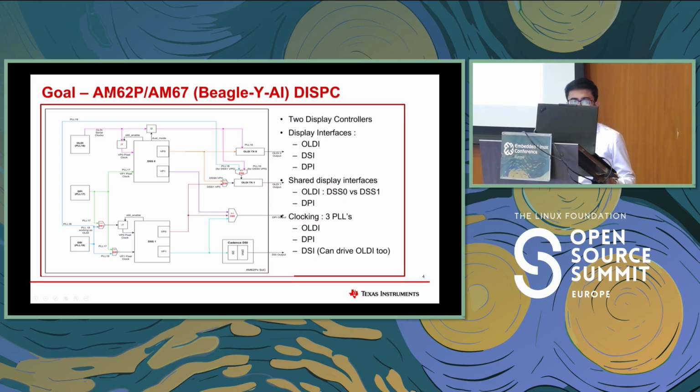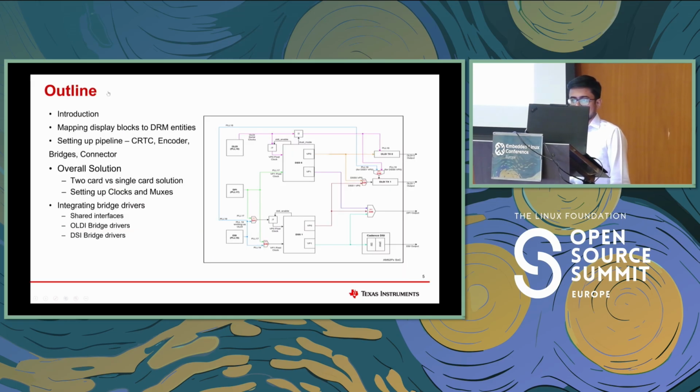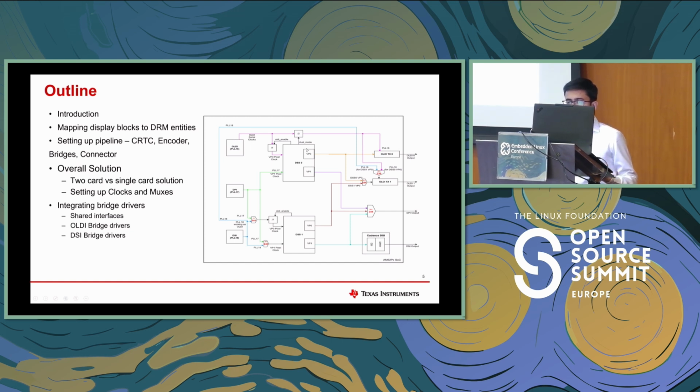Okay, so what do we do about it? It's quite a complicated setup, right? What we do is divide the problem into smaller subblocks. We'll first see how a single display controller is modeled in the DRM KMS framework. We'll map the smaller subblocks of the display controller to the DRM entities, and we'll see how the display pipeline is set up using a single display controller.